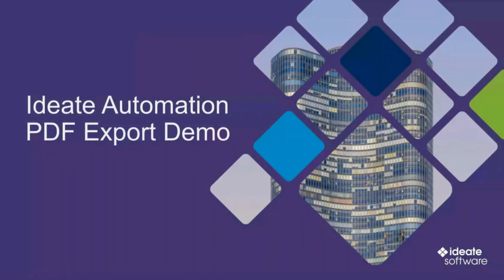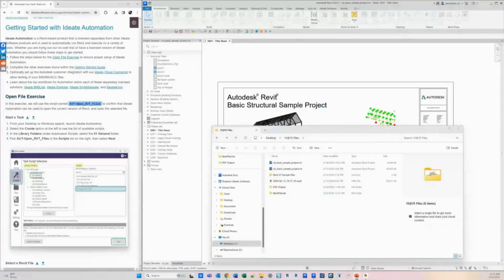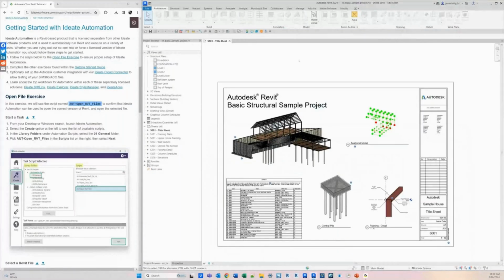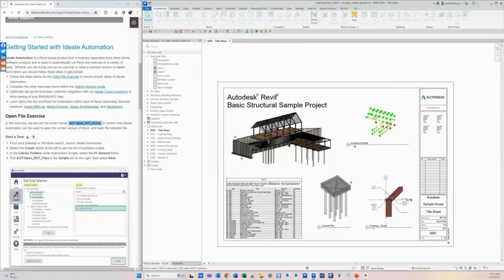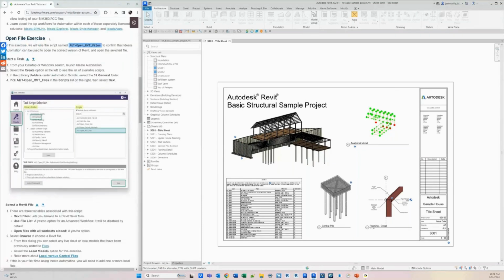All right, so I'm going to hop out of the PowerPoint now and go ahead, and I've got automation, the getting started guide, like we said, up here on the left. And there's an exercise in here, just what we call the open file exercise. This is basically just to get you off on the right foot, see that everything works, but it's really just 3 simple steps.